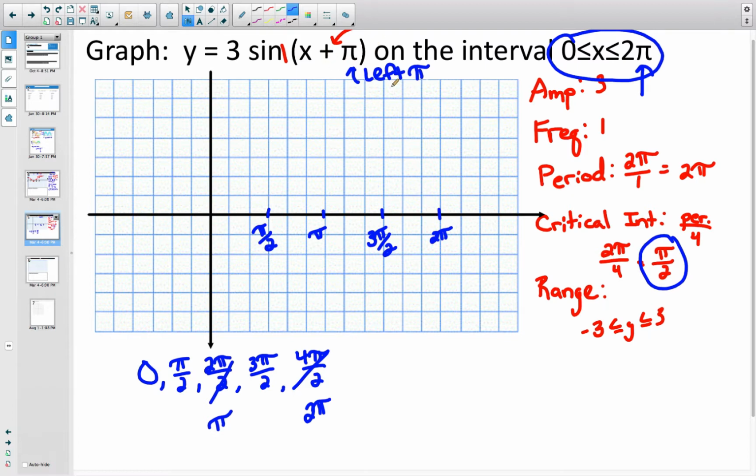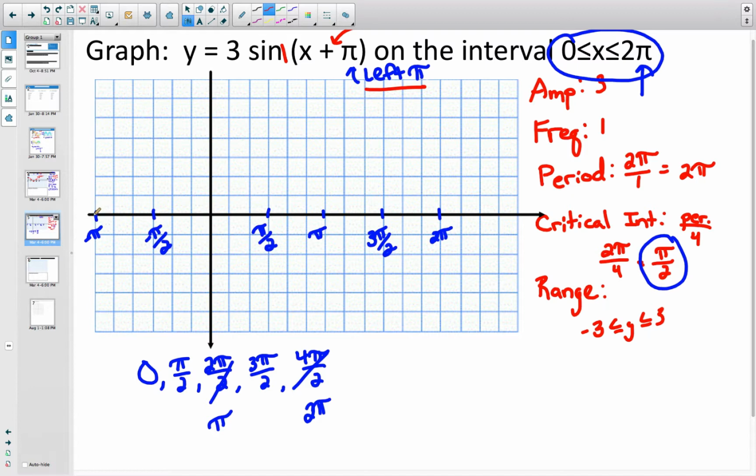Our graph is being shifted to the left pi, so I'm going to backtrack a little bit. I'm going to make this negative pi over 2. I'm going to make this negative pi, because this is basically going to need to be our starting point. Now, at the end, we don't want to connect it, because that's not part of our domain. So you'll see what we're going to do at the end. Okay, this is our new starting point because we shifted to the left pi. So think of this as our new origin.